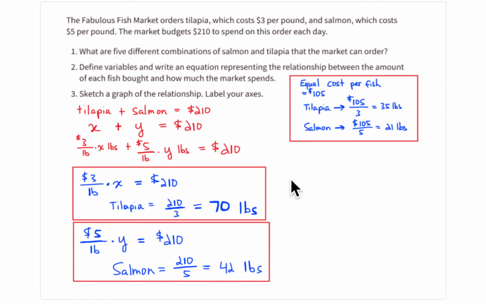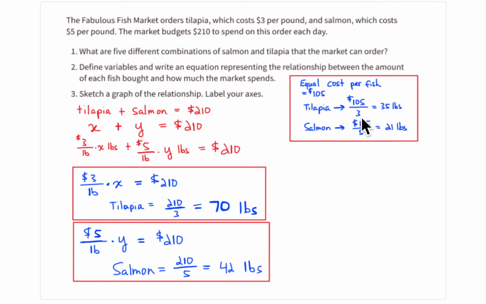But now let's say that your mom says, okay, go to the store, buy an equal amount of each fish. So you go to the store and say, oh, she said buy an equal amount of each fish, so I'm going to spend $105 on tilapia and $105 on salmon. Well, that one's not too bad.